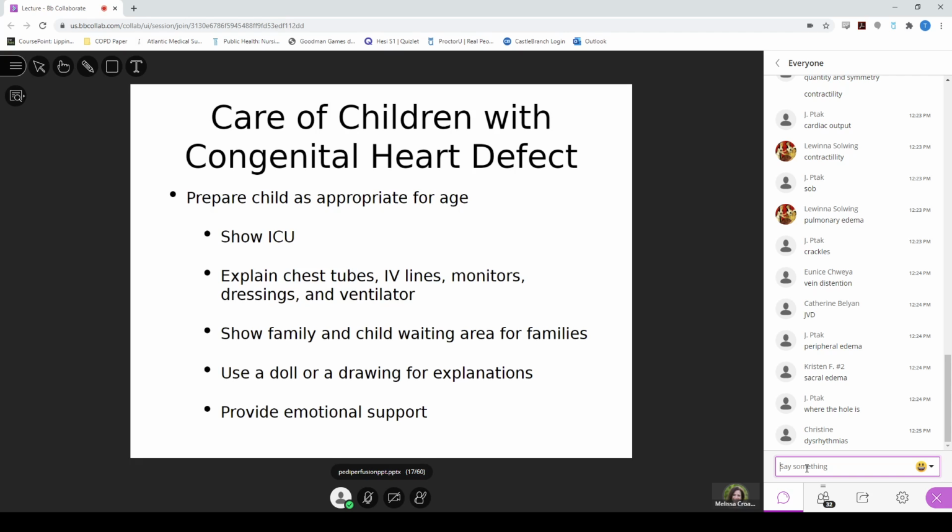I mean, I have a 13-year-old daughter. If I took her into a cardiac ICU and showed her a chest tube, she'd pass out, she'd be laying on the floor. So you also have to take the child into consideration. You don't want to force any of it on them, but you want to do what they're comfortable with.